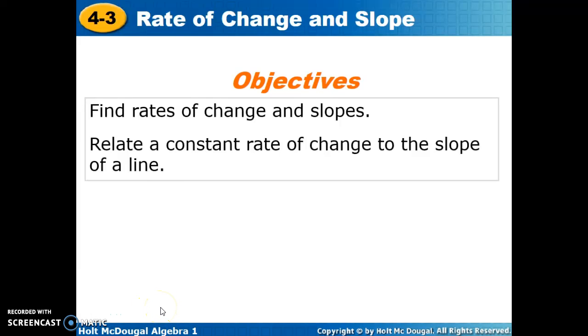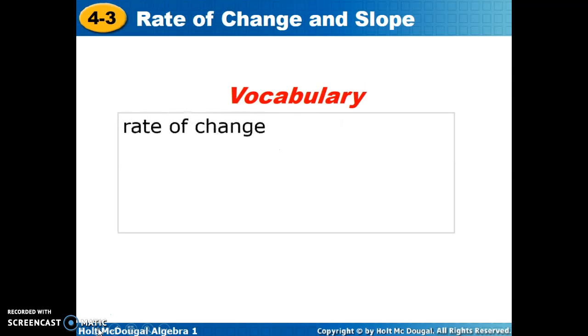And here we go. Today we're going to be looking at lesson 4.3 and its title, Rate of Change and Slope. So we're going to look at the differences and the similarities between those two phrases. Today's objectives: finding rates of change and slopes, and relating a constant rate of change to the slope of a line.